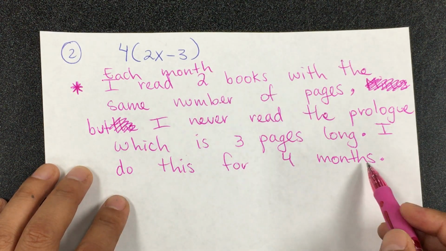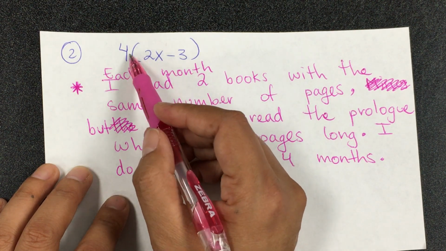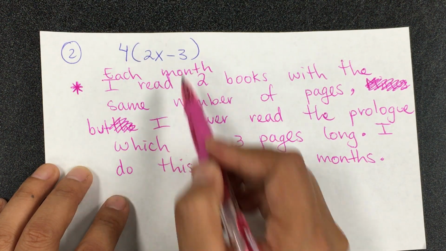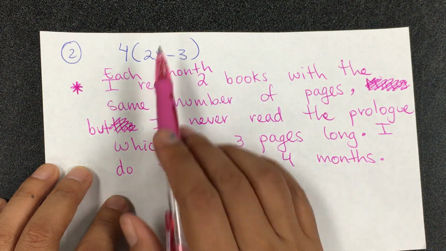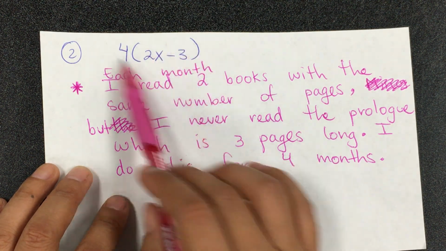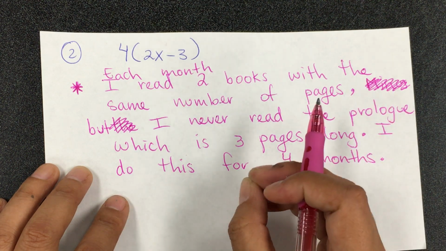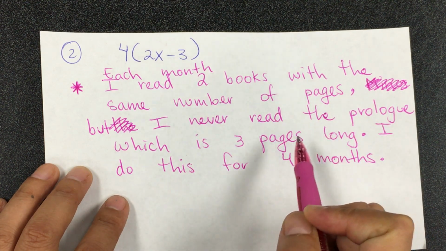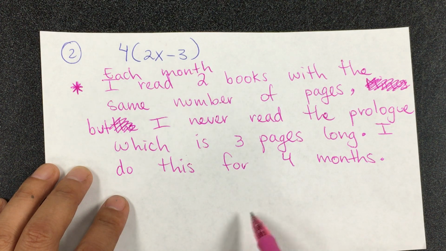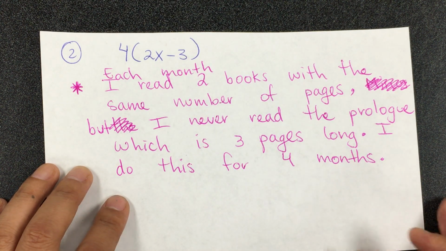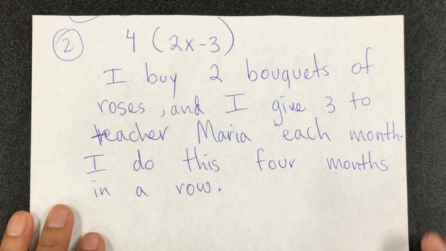I do this for 4 months. So each month for 4 months I repeat it. And so that will be the expression. What is the unit? Well, the smaller part that we talk about in here is pages, so the unit will be number of pages. Okay, I have more examples of this one.